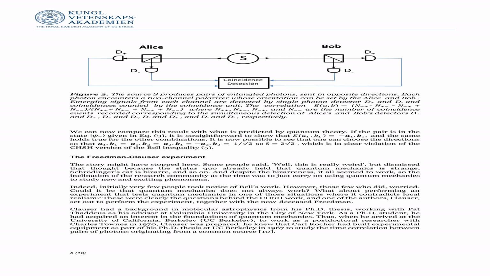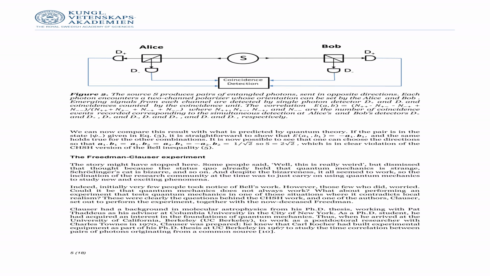We can now compare this result with what is predicted by quantum theory. If the pair is in the state 1 over root 2, phi minus, given in equation 3, it is straightforward to show that E(A1, B1) equals minus A1 dot B1, and the same holds true for the other combinations. It is now possible to see that one can choose the directions so that A1·B1 equals A1·B2 equals A2·B1 equals minus A2·B2 equals 1 over root 2, so S is equal to 2 root 2, which is in clear violation of the CHSH version of the Bell inequality.